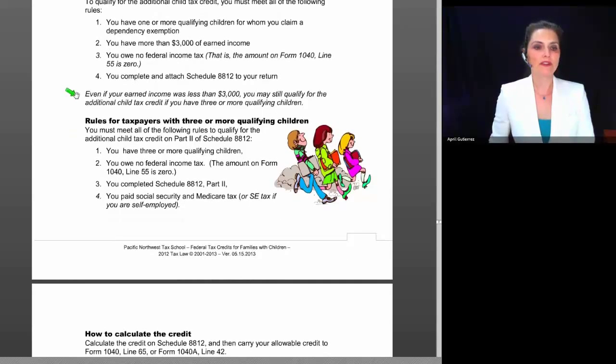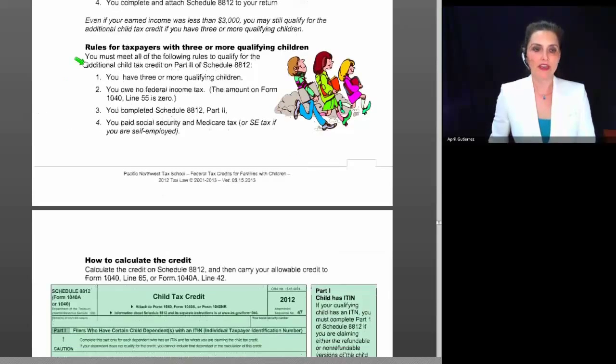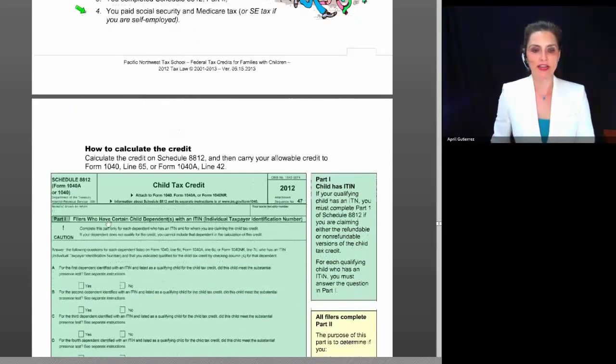Now, even if your earned income was less than $3,000, you may still qualify for the additional child tax credit if you have three or more children. And for the rules for taxpayers with three or more qualifying children, you would have to complete Part 2 of Schedule 8812. And again, you have to have three or more children for that. You have to owe no federal tax. You must complete Part 2 of 8812, and you must have paid Social Security and Medicare tax, or if you're self-employed, have paid self-employment tax.